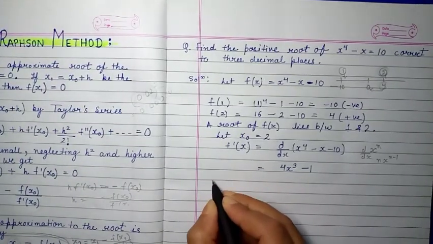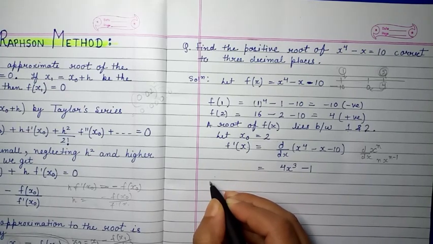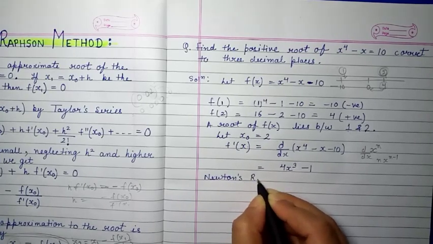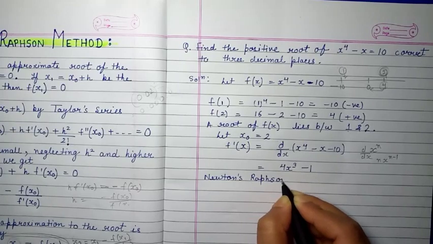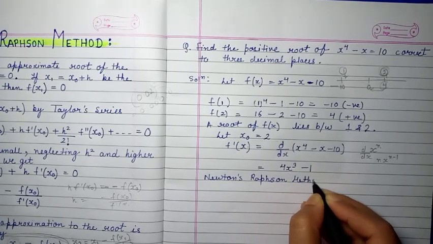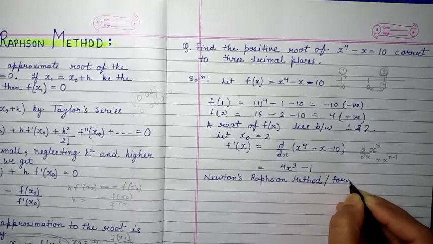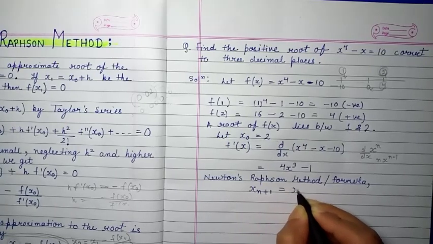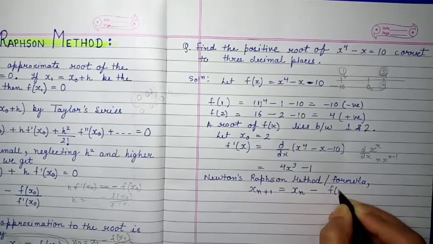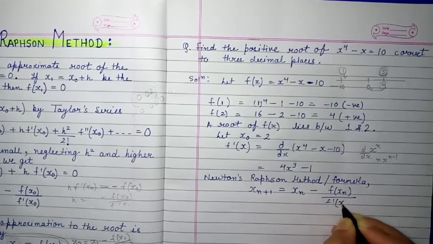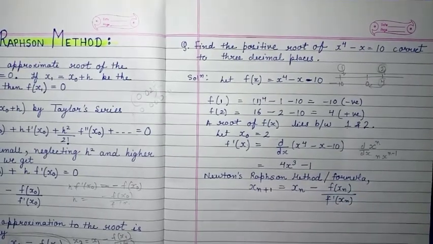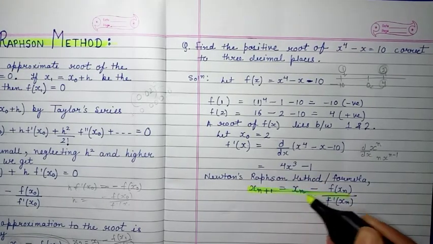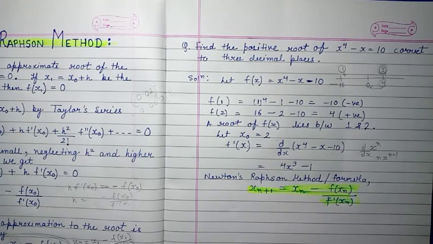Similarly we will do the same here. We have to first find the first approximation with the help of the Newton-Raphson method. The formula tells us that x(n+1) equals xn minus f(xn) by f dash xn. This is the general formula of Newton's method. I am just highlighting this.